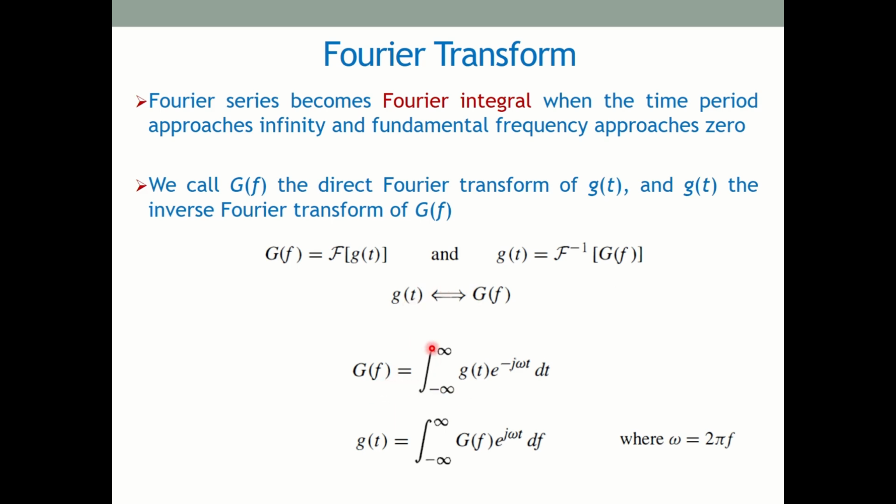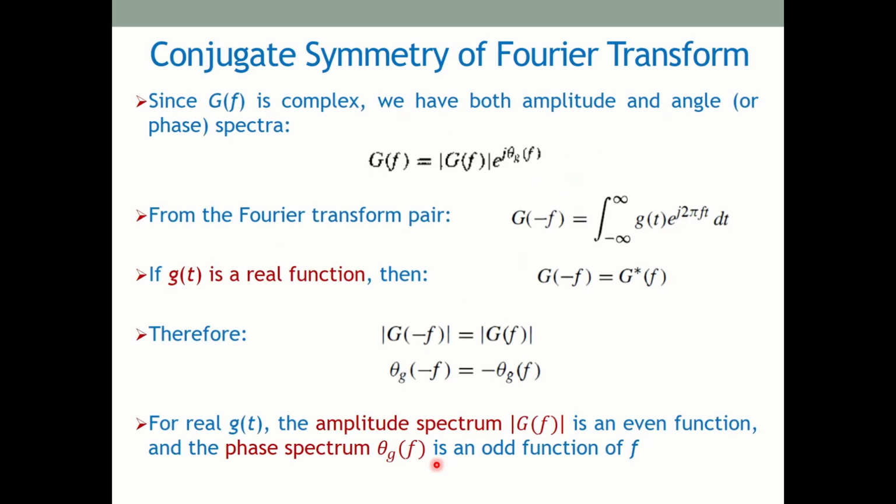G(f) is simply determined by the integral of g(t) with e to the power minus j omega t. The product of this is integrated from minus infinity to infinity. This is how the Fourier transform of g(t) is determined. For the inverse transform, we substitute G(f) here and multiply it with e to the power j omega t, and we take the integral over the frequency from minus infinity to plus infinity. So this is known as the Fourier integral.